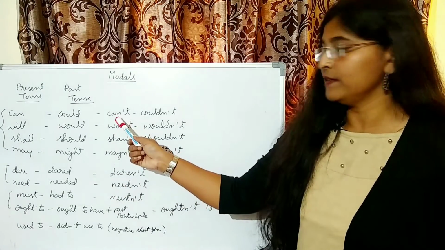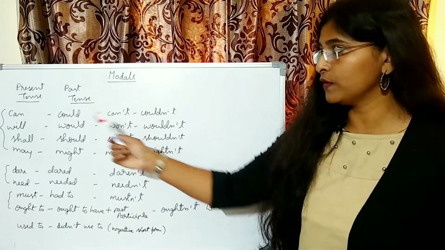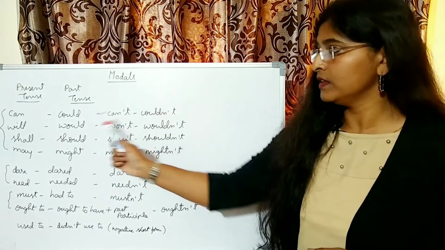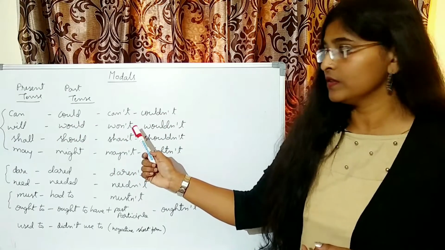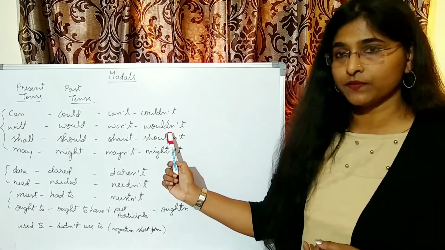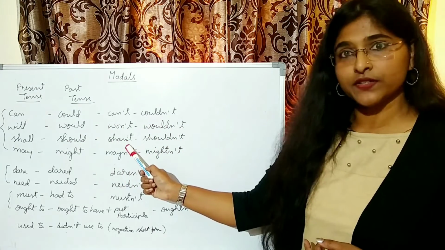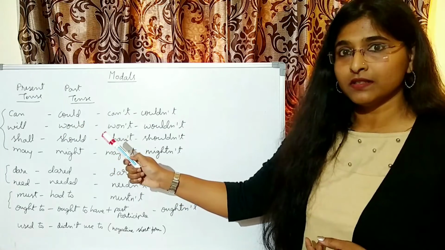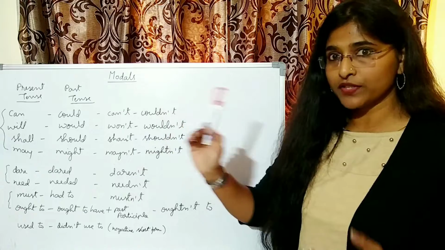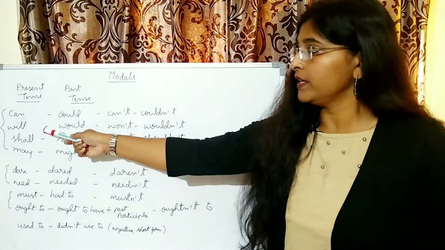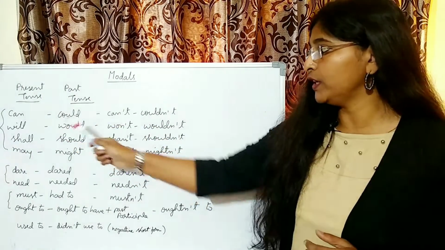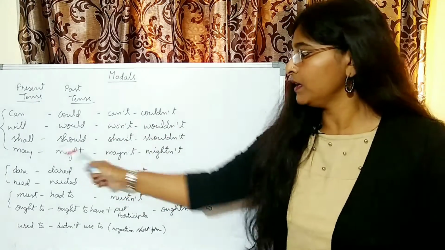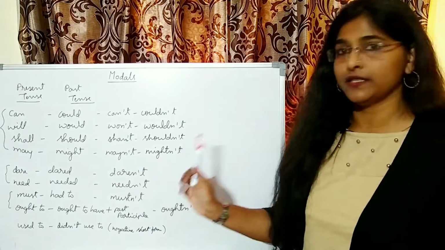If you see the negative short forms of these modals: can, can't; could, couldn't; will, won't; would, wouldn't; shall, shan't is the negative short form. Shall not, the short form of shall not is shan't. The short form of will not is won't. Should, shouldn't. May, mayn't; might, mightn't.